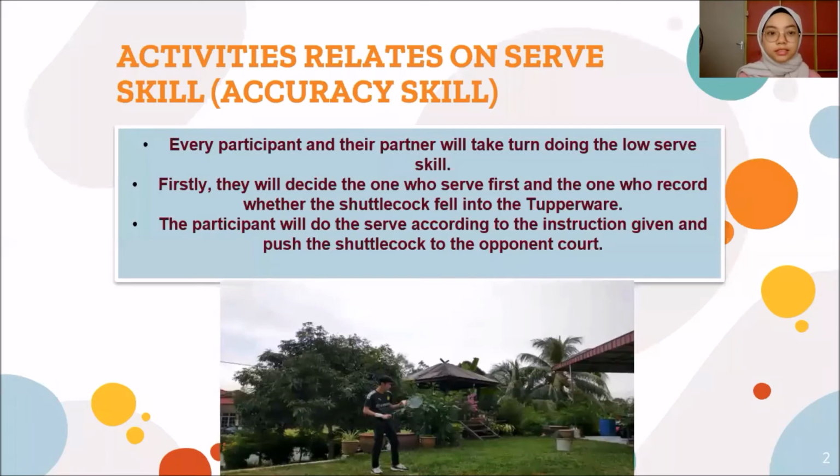Okay, the next slide is activities that relate to soft skills, and the name of the game or activity that relates to the accuracy skill. First, every participant and their partner will take turns doing the low serve skill.